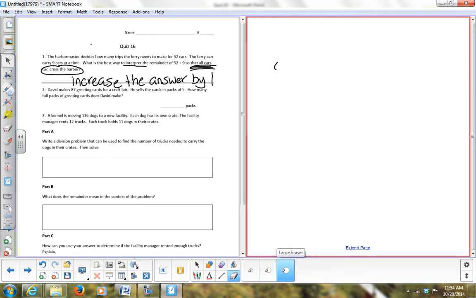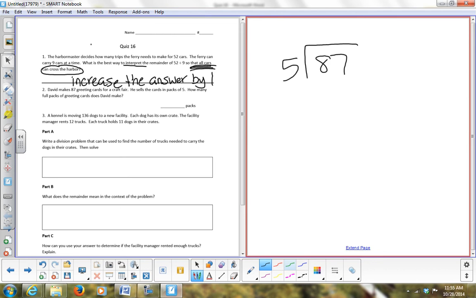Number 2. David makes 87 greeting cards. David makes 87 greeting cards for a craft fair. He sells the cards in packs of 5. How many full packs of greeting cards does David make? Okay? I need to know how many full packs. This is full, right?